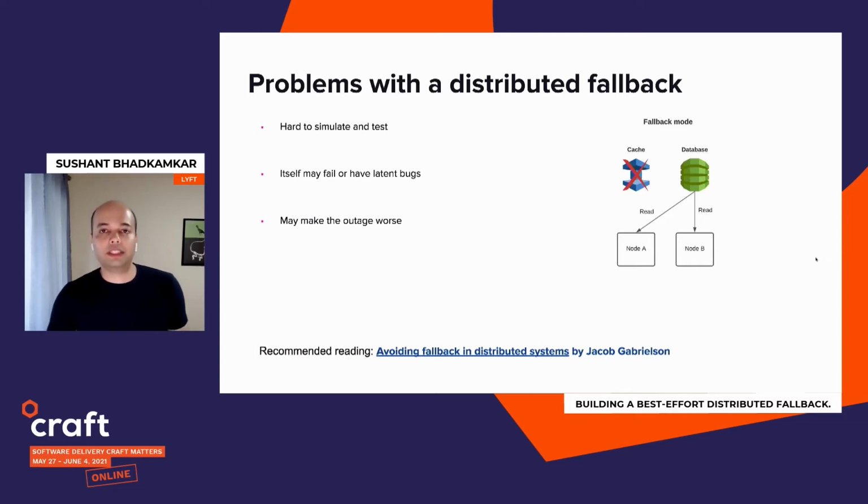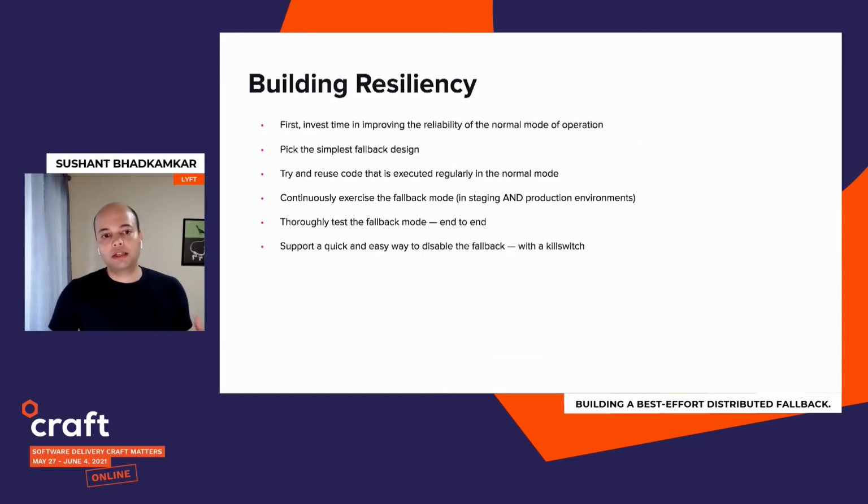So we were aware of these pitfalls of building a fallback, but we still decided to go ahead and try and build a fallback only for certain very emergency scenarios. And in general, we decided that we needed to improve the resiliency of our system. So we came up with a few things that we could look at and build a fallback strategy with. We will be talking about all of these things in detail as we go through it.